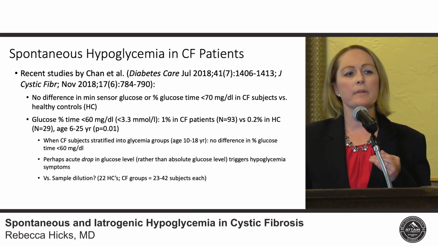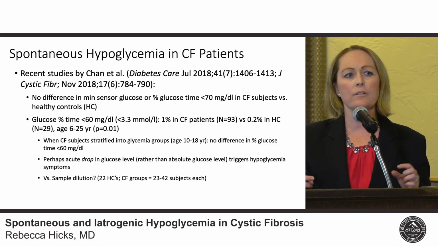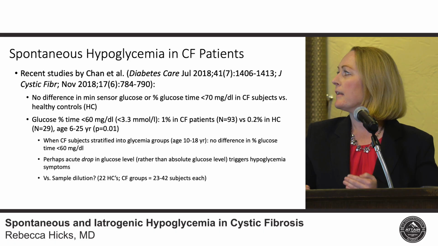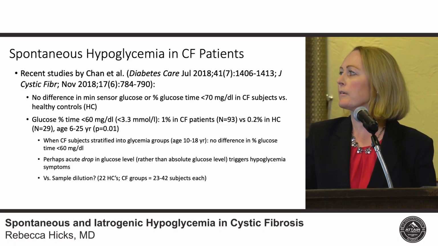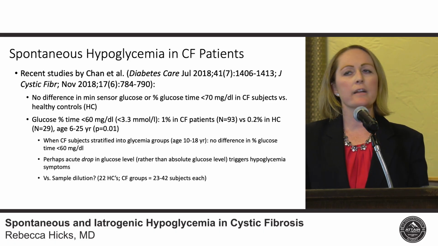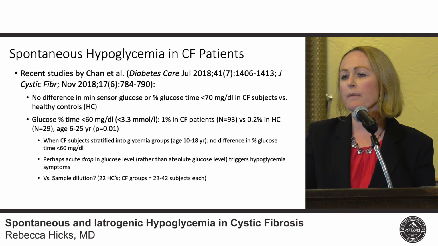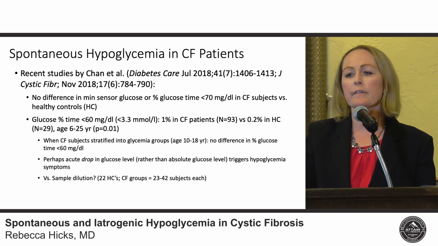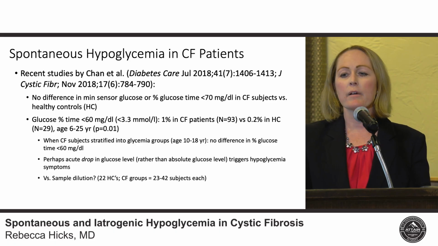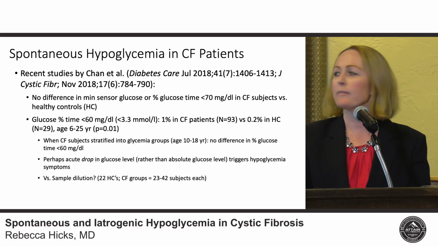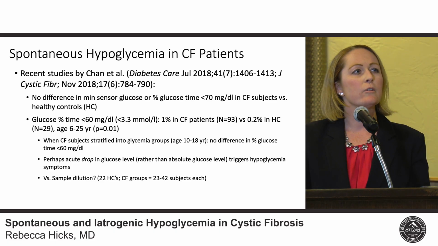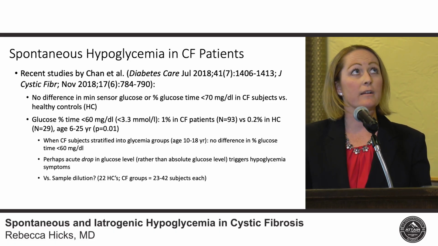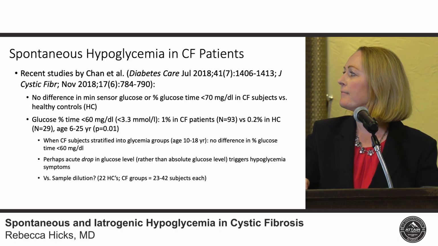In a separate study, when the CF subjects were stratified into normal glycemia, abnormal glycemia, and CFRD, then there was no difference in the percent glucose time less than 60. And the authors postulated that perhaps the acute drop in the glucose level rather than the absolute glucose level is what triggers the hypoglycemia symptoms. However, you could make the argument that there was sample dilution because the groups were smaller when they were subdivided into the CF glycemia status.